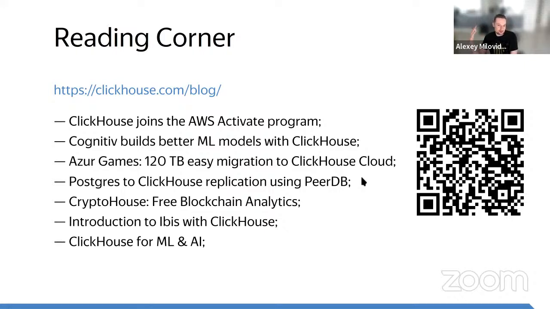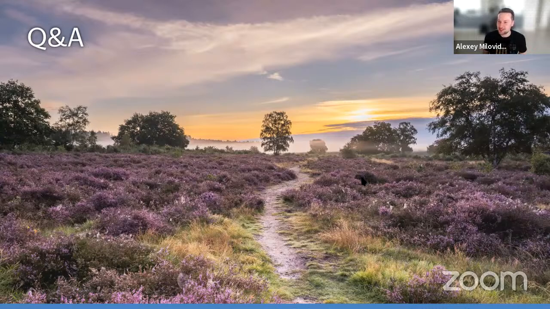If you use ClickHouse for machine learning and AI, there are a lot of materials from Cognitiv. If you use ClickHouse not for AI, but for games, there is a nice story from Azur Games. They migrated over 100 terabytes, and it was an easy, smooth migration. And there is a story about PeerDB, our new engine for continuous replication from Postgres. There is a lot of interesting stuff. And now we have 7 minutes for questions.